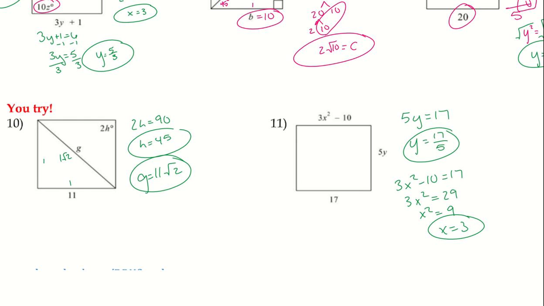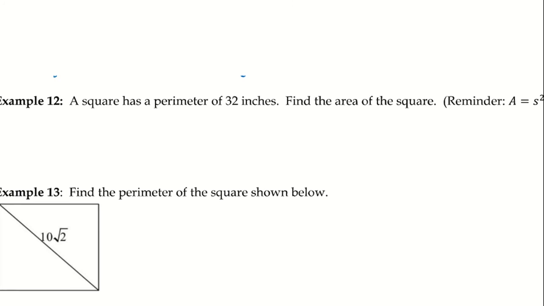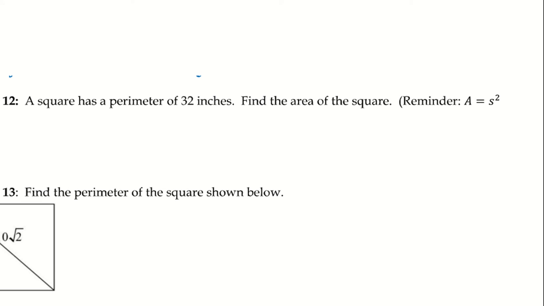All right, let's go ahead and head on to the last page of 4.3. Example 12. A square has a perimeter of 32 inches. Find the area of the square. Reminder, area equals s squared. And remember also the perimeter. Yes, you're adding all the sides together. But with the square, since all the sides are the same, it's going to be 4 times s. So whatever that side length is, just like we do over here, whatever that side length is, multiply it by 4.